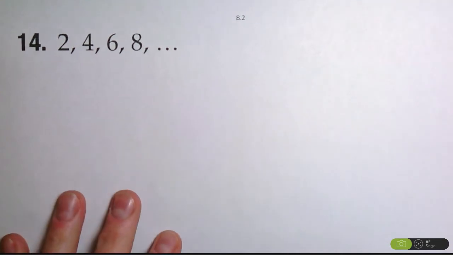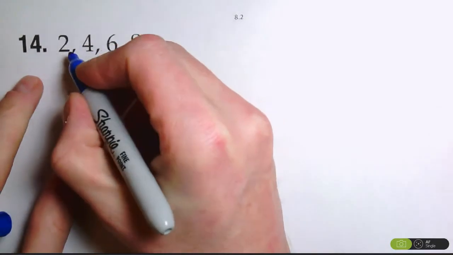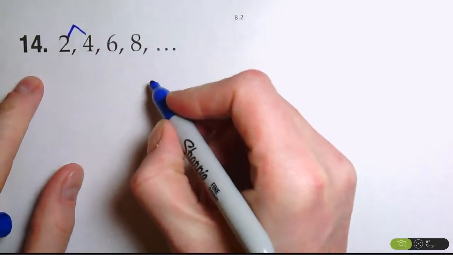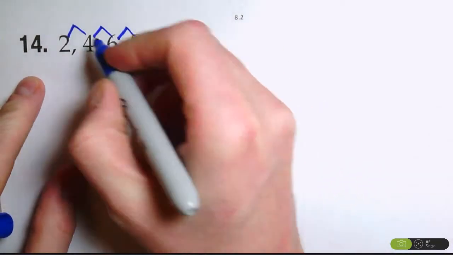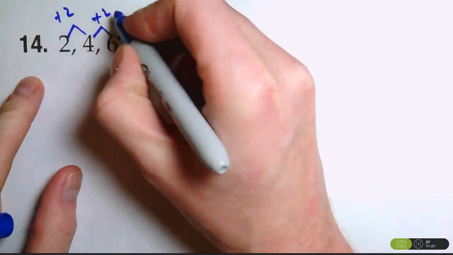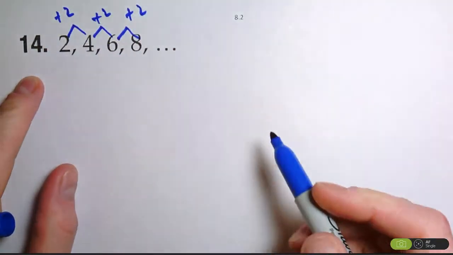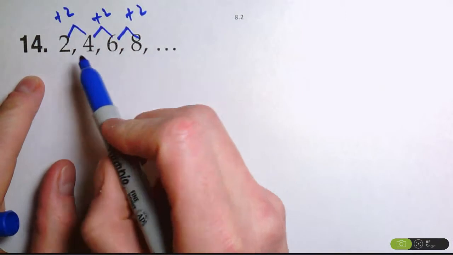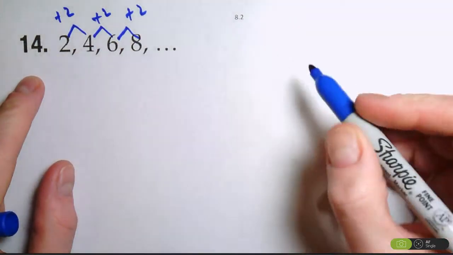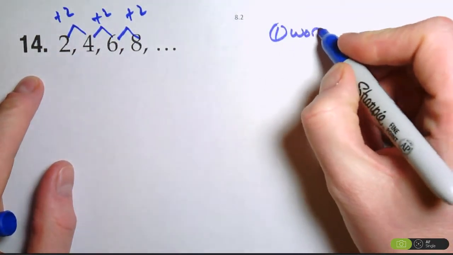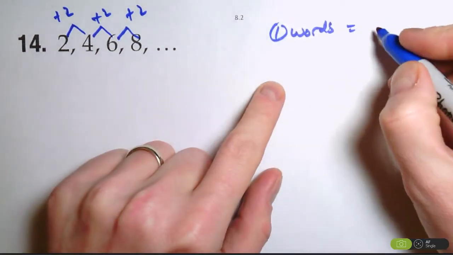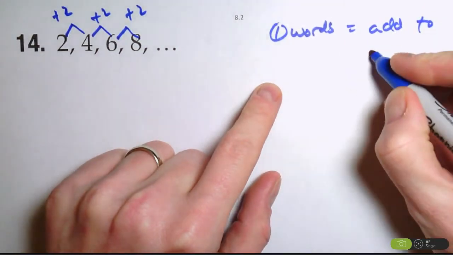But the first thing is just to describe this in words. What's happening? Well, I'm going from 2 to 4, 4 to 6, 6 to 8, so I'm adding 2 each time. And that's the key, that this is arithmetic, and arithmetic is a sequence where you add the same thing over and over again. So in words, add 2 to each term.